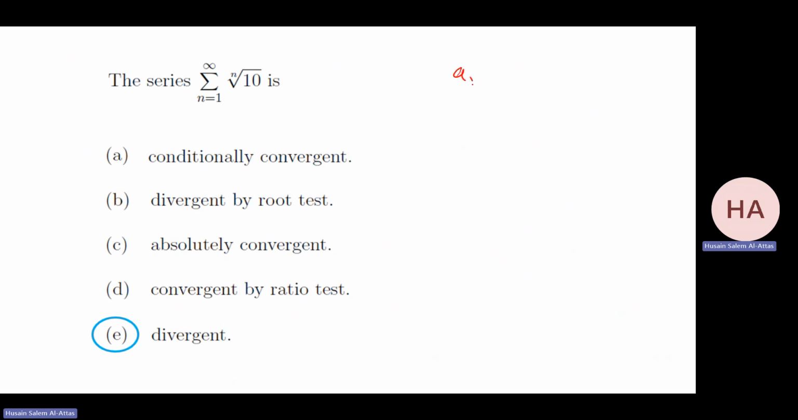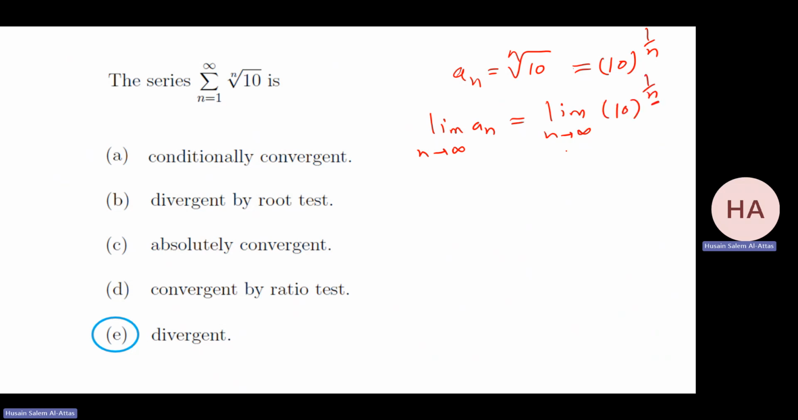I have a_n is the nth root of 10, which is 10 to the power 1 over n. What will be the limit of a_n as n goes to infinity? It will be very clear. This is 10 to the power 1 over n. As n goes to infinity, this will be 0. So it will be 10 to the power 0, which is 1, not equal to 0. So the series diverges.